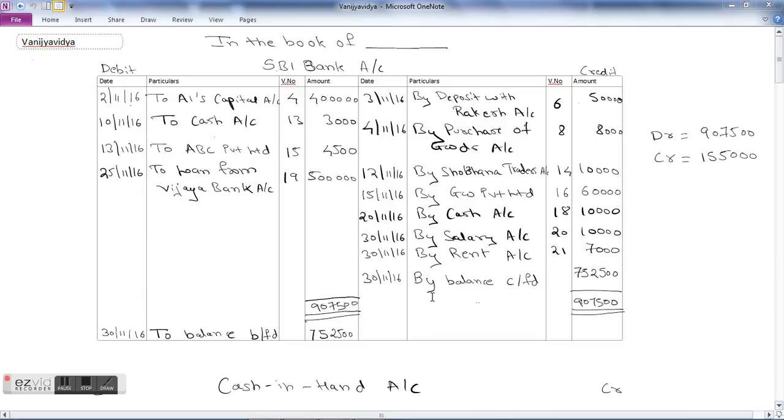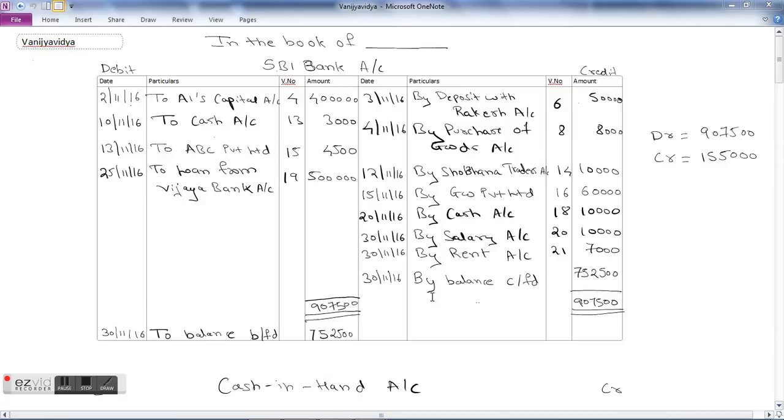Now the difference between the ledger account and trial balance: the ledger account is prepared for a particular period. If you see this SBI bank account which we have prepared here, it is prepared for a particular period, that is for the month of November, but trial balance will be prepared as of one day, that is 30/11/2016.